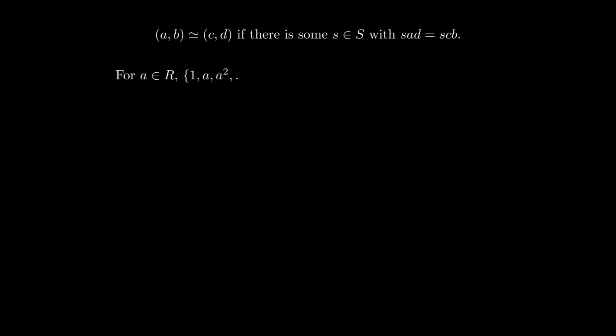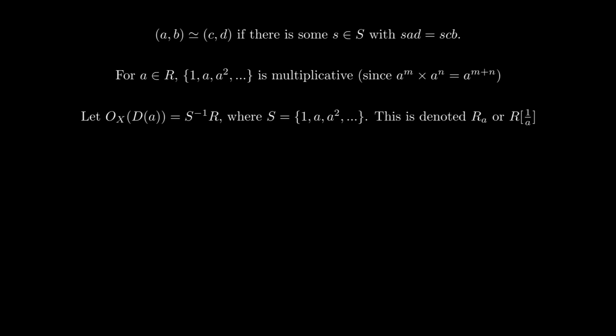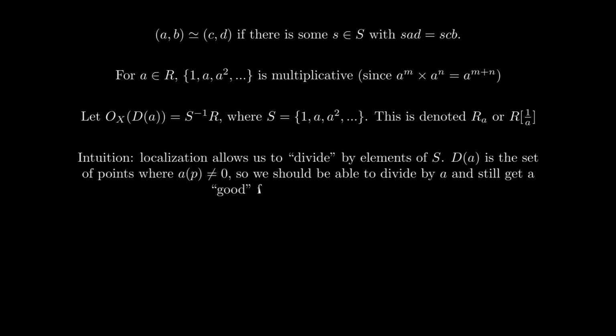Note that the set of all multiples of a is a multiplicative subset. If we localize at it, we can divide by a. We can now define the structure sheaf as follows. On D(a) it is R localized at the multiplicative subset of all powers of a. The intuition is that on D(a), a is never 0, so we should be able to divide by a. Thus, we want O_X(D(a)) to be R, but modified in some way so that a is invertible. That's what localization does.